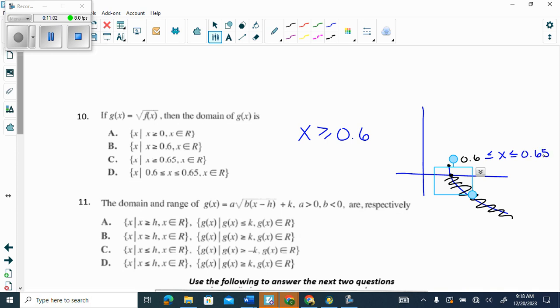So it's going to be this one, because when you square root a function, the negatives go away, right? We know that. Yes. All right.